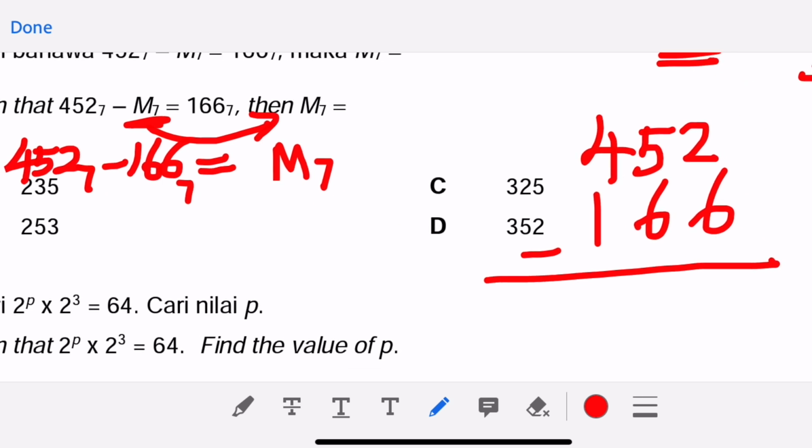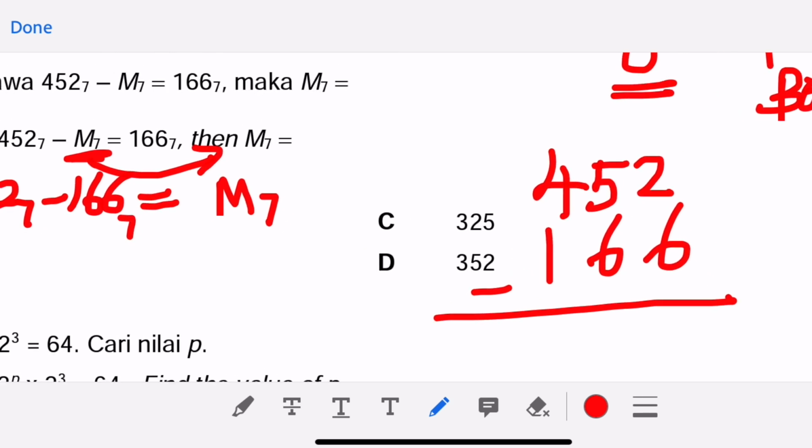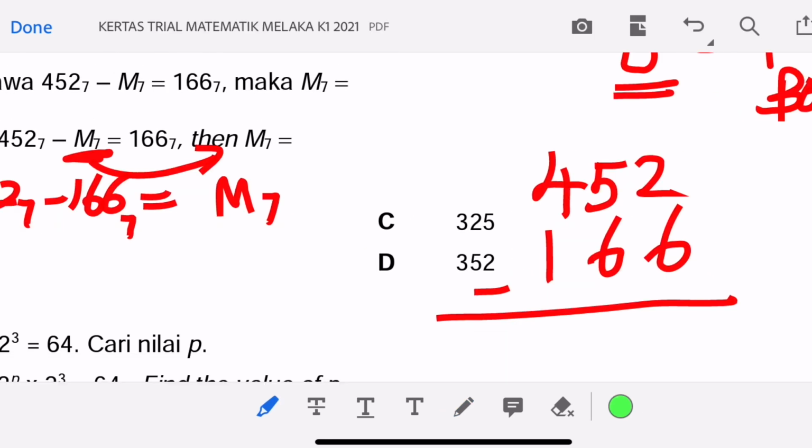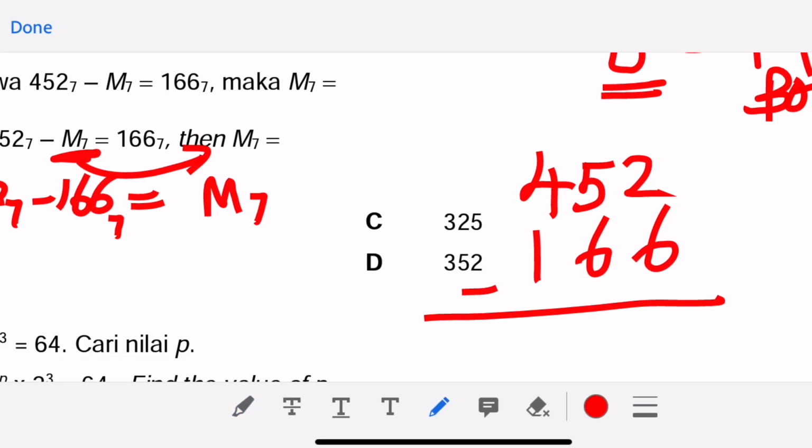Okay, when you borrow, you will not get 10. When you borrow, you will get 7, because this is base 7. So we borrow 1, we get 7. 7 plus 2, which is 9. 9 minus 6 will be 3. So here becomes minus 1 already, right? 4. So this is 4 minus 1.